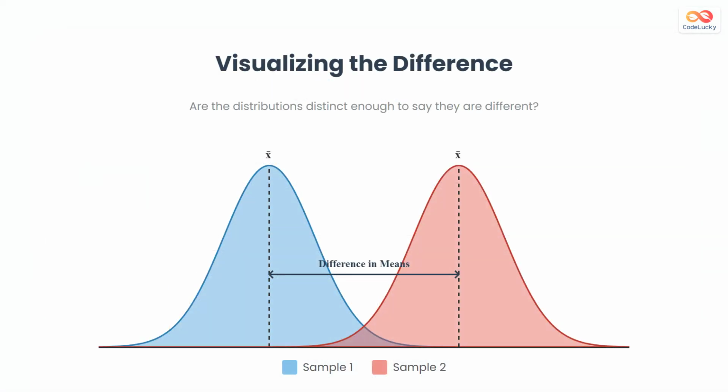Let's visualize this. Imagine two bell curves representing our two groups. If the curves overlap almost completely, the groups are likely the same. However, if the curves are separated, as shown here with the blue and red distributions, it suggests a distinct difference. The t-test quantifies this separation relative to the spread of the data.